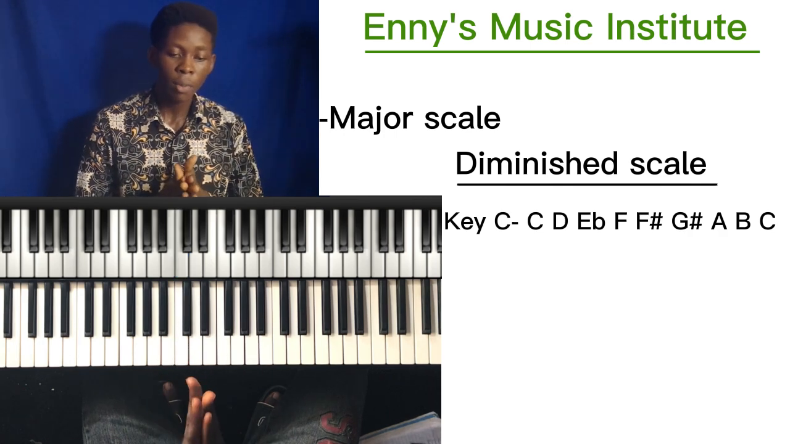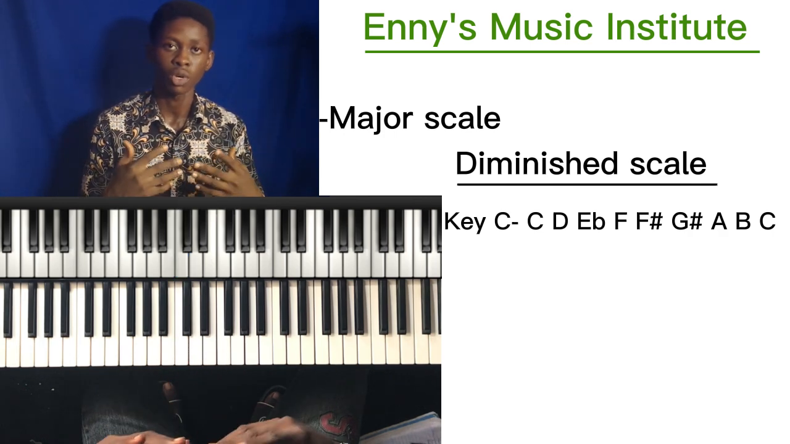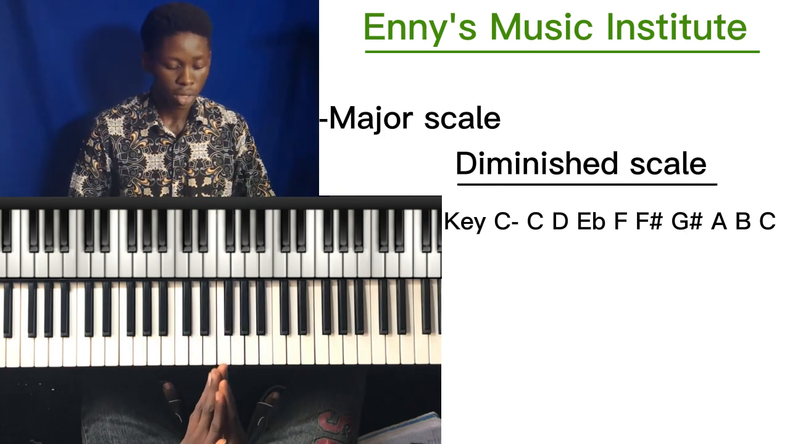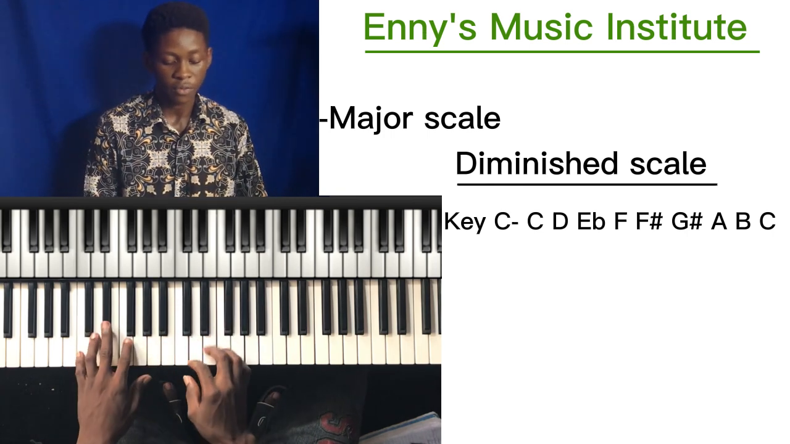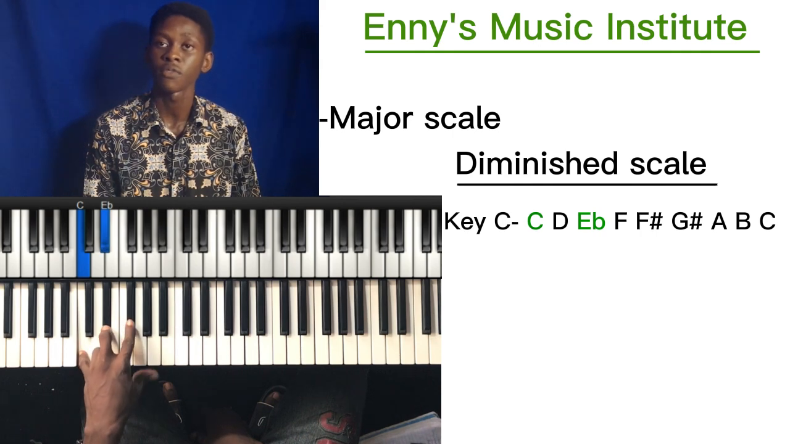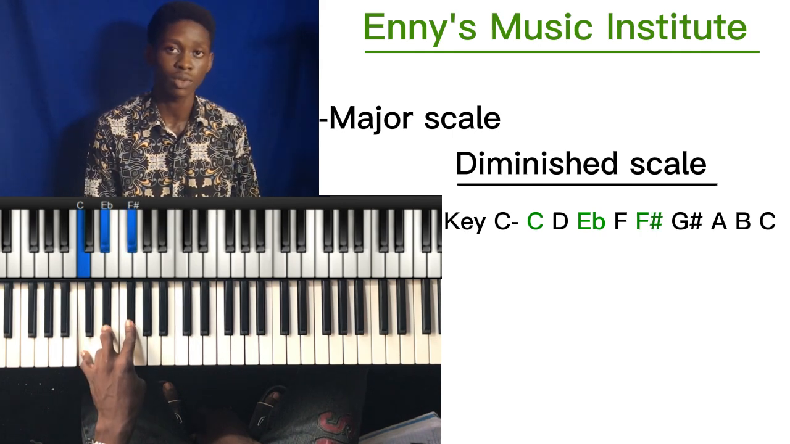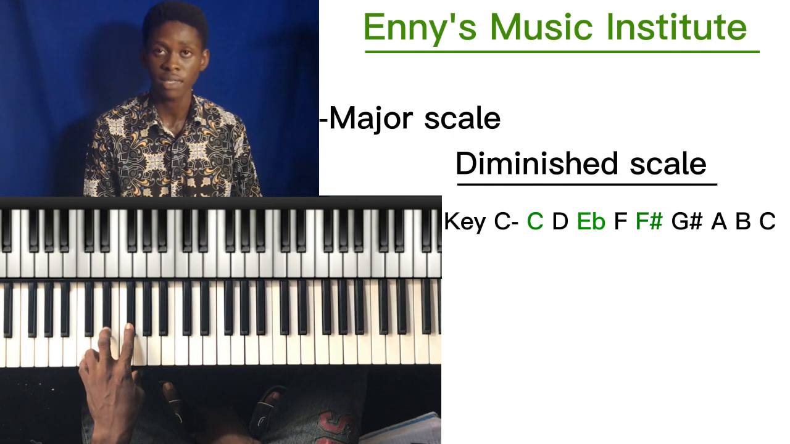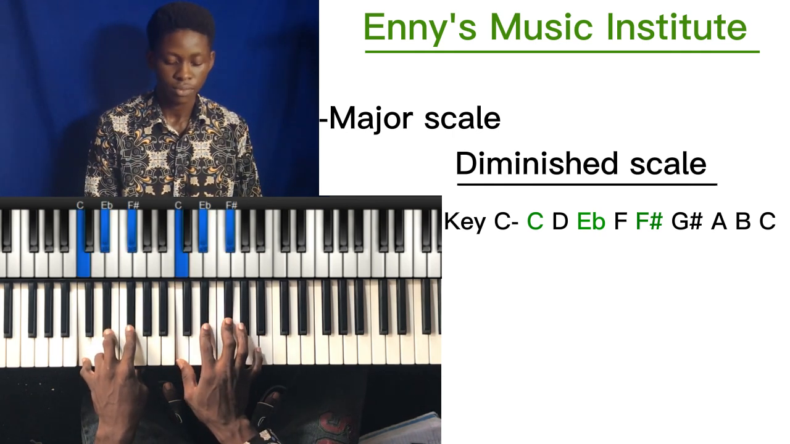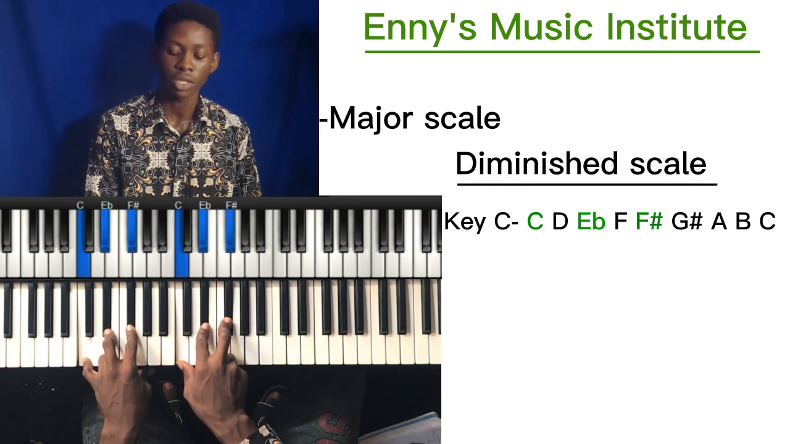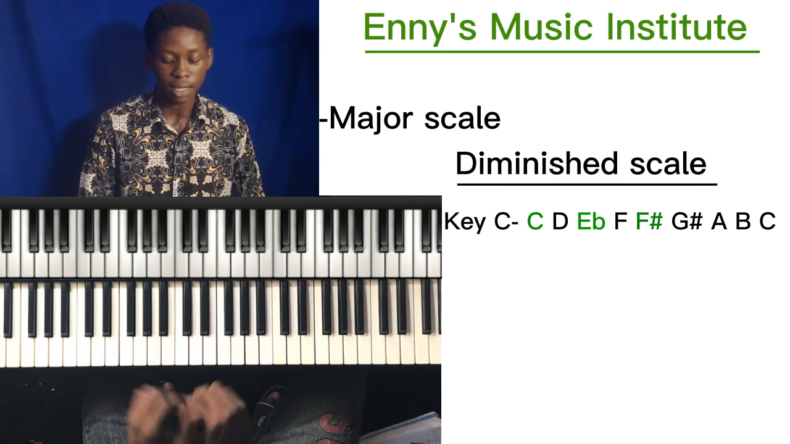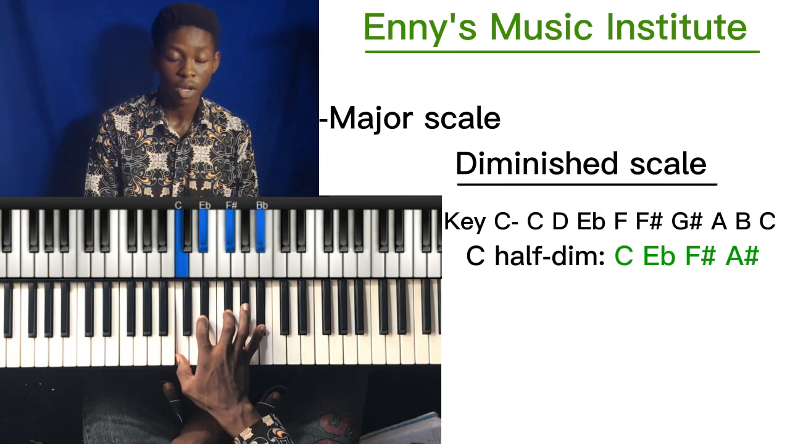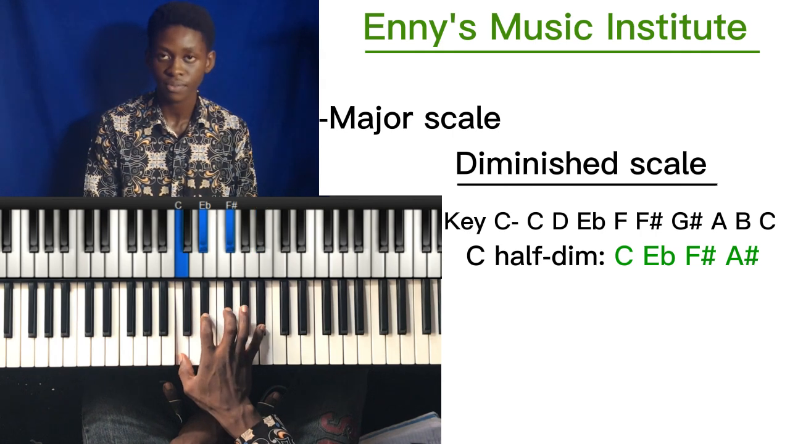Now, anything diminished chord, actually you can think of it in the light of the diminished scale. So if we take the first, the third, and the fifth degrees of the diminished scale, that gives us a diminished chord, right? This is our C diminished, first, third, and fifth degree of the diminished scale. So now this is a half diminished chord, a half diminished seventh chord.